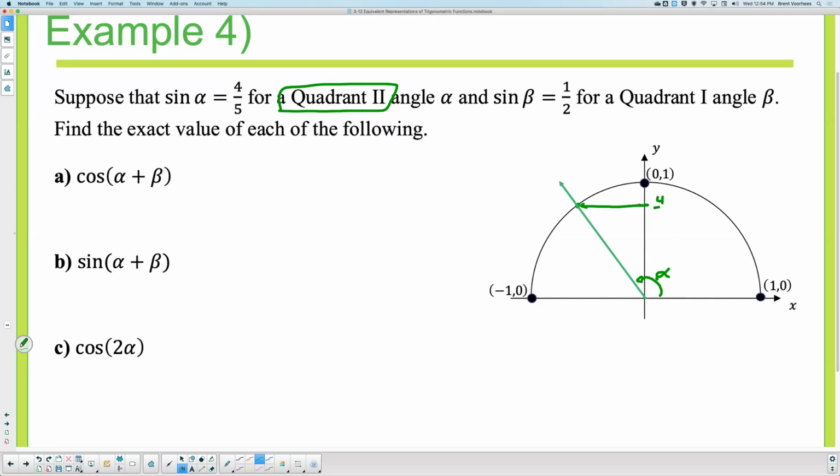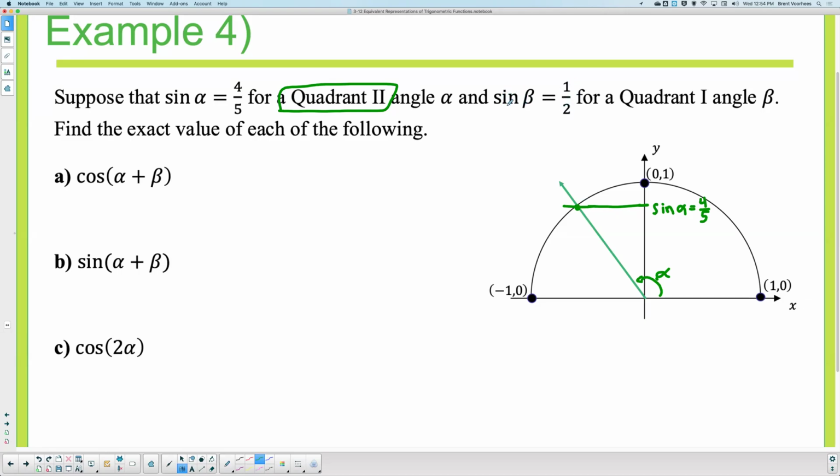This is 4/5 on the Y value. Let me put sine alpha equals 4/5. That's what I did there. That's its line, and it takes me to that point right there. Let me just do it the way I've been doing it, with the line all the way through. Are we cool there? Okay, now, it says sine beta is 1/2.